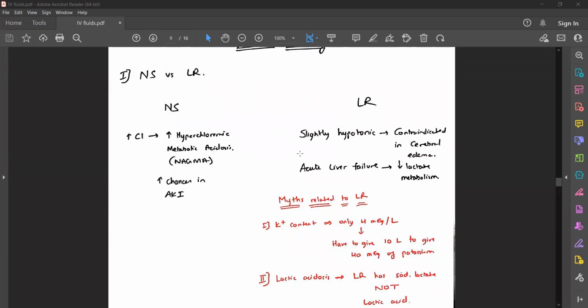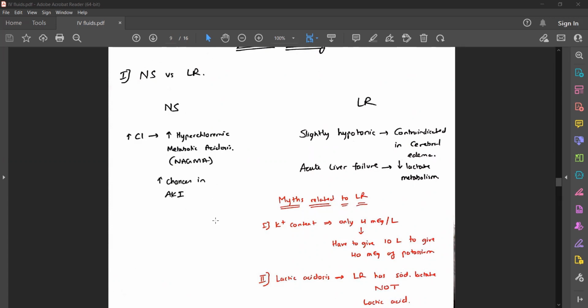If somebody, on the other hand, is alkalotic, or hyponatremic, you would actually prefer using normal saline over lactated Ringer's. So you have to pick and choose, and every patient, every case you come across in the hospital is going to be different. You're going to use logic and reasoning and see which fluid is going to be the best.